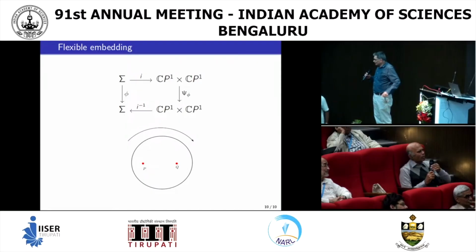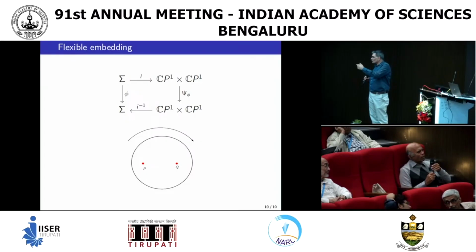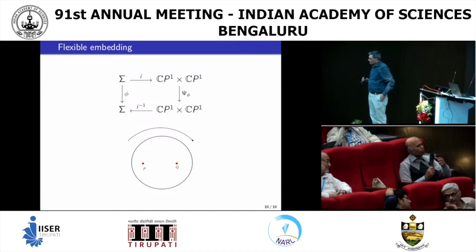No, the existence of CP1 cross CP1 here has no connection with that fact. That's CP3, I see. But what is true is that every 4-dimensional space indeed can be seen inside CP3, which is the Hilbert space, the thing you are talking about.